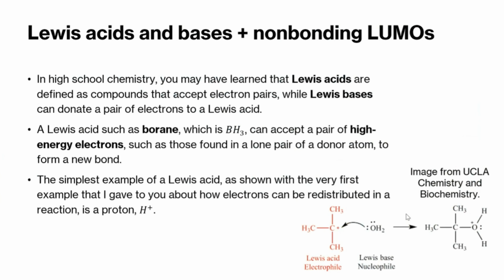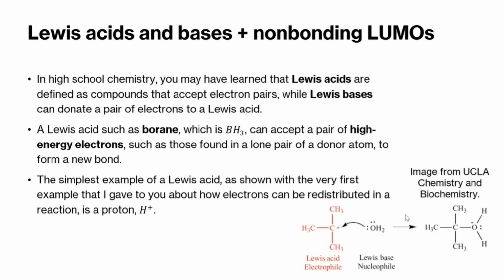So first, let's go over some terminology, okay? In high school chemistry, you may have learned that Lewis acids are defined as compounds that can accept electron pairs, while Lewis bases can donate a pair of electrons to a Lewis acid. This is different from your Arrhenius definition and your Bronsted-Lowry definition, right?